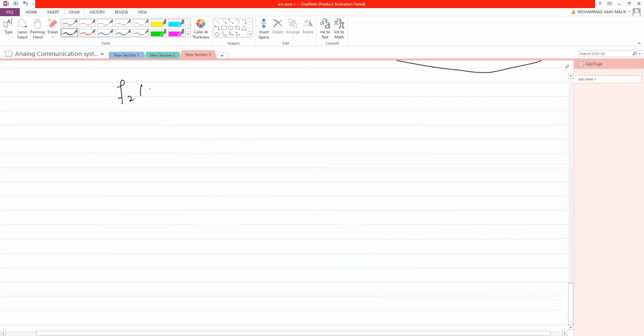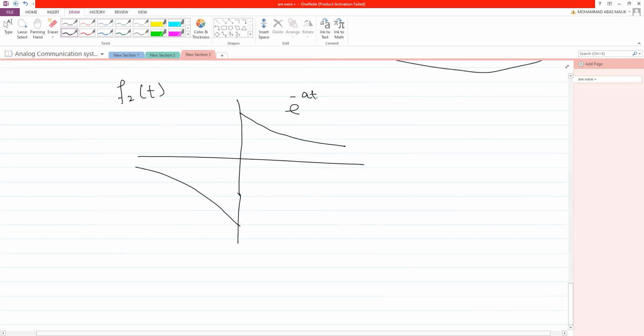We already defined f2 of t. What was that? We are done with this question. So it is e raised power minus at u of t, and this is e raised power at u of minus t, and this is equal to f2 of t, right? And f2 of t is equal to f of t minus f of minus t, right? Yes, sir.